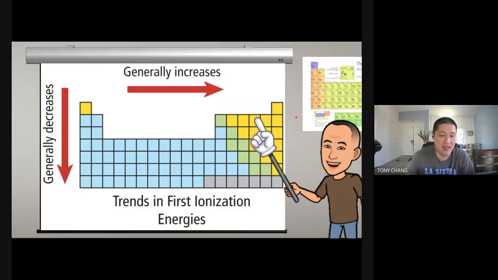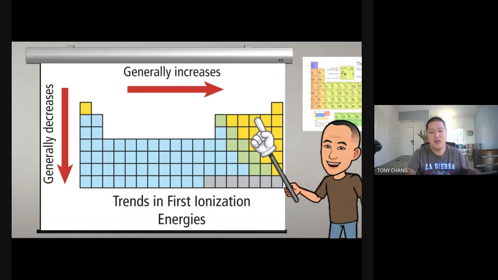So we talked about that, but why does it decrease? Why is ionization energy decreasing as you go from top to bottom? So I want you guys to think about this. Your little brother has a toy, and he only has 1 toy. Well, it's going to be hard to take that toy away from him. He's just going to hold on to that toy for dear life.